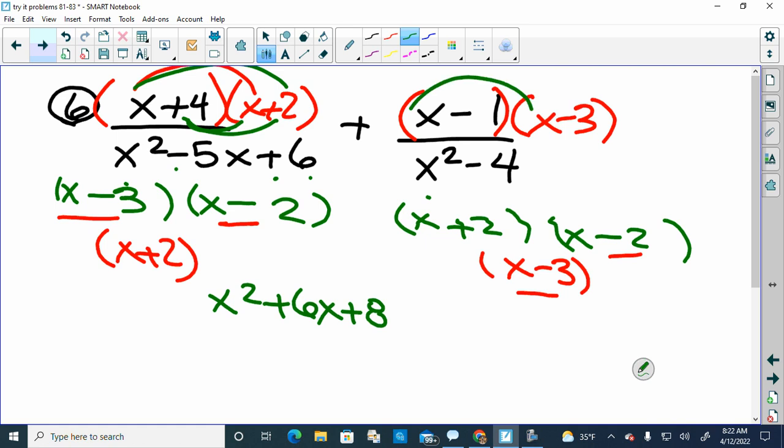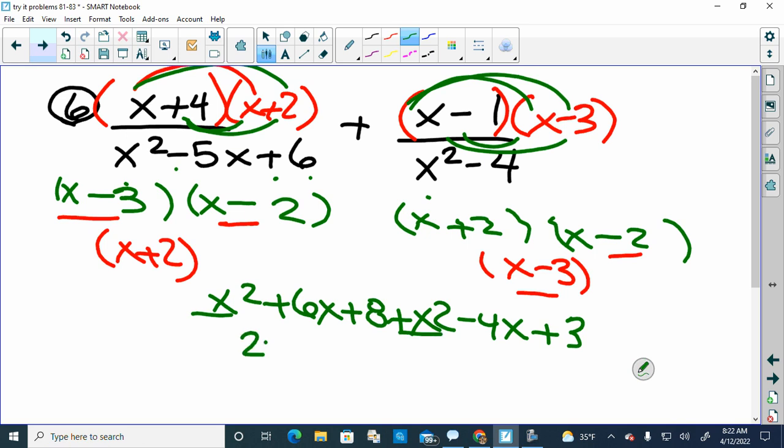Okay, so x times x is x squared. That would give me a negative 3x and a negative 1x. That would give me a negative 4x. Okay, and then a negative times negative would be a positive 3. Okay, so now I'm combining my like terms. So I have an x squared and an x squared. So I have 2 of them. Okay, 6x minus a 4x would be 2x. And then 8 and 3, 11.